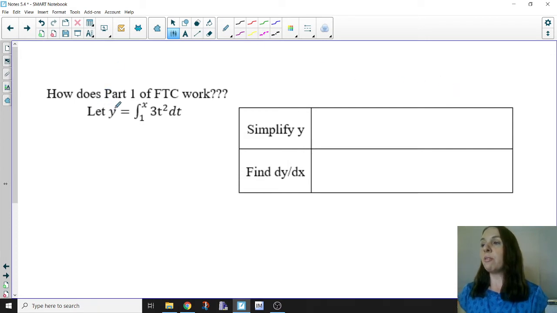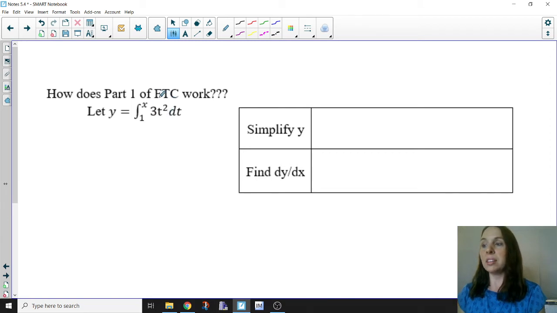So if we have y equal to the integral from 1 to x of 3t squared dt, what we are looking at here is called an integral defined function. Now for this one, we can simplify it. Take a look at this first box. It says simplify y. Well, let's use the other part of the fundamental theorem to do that.